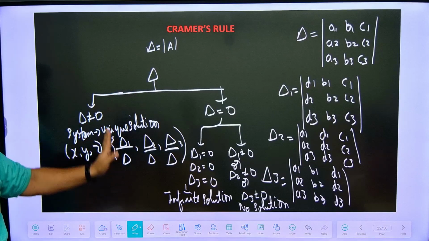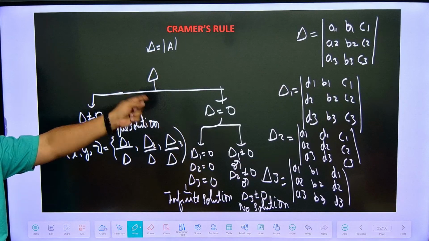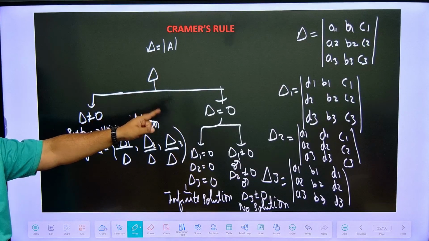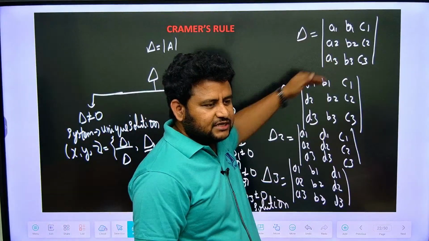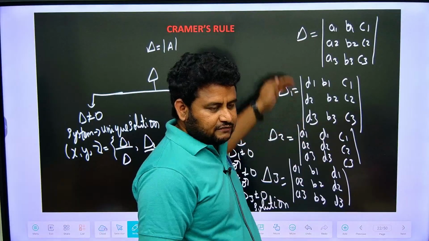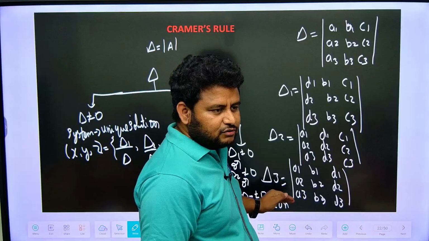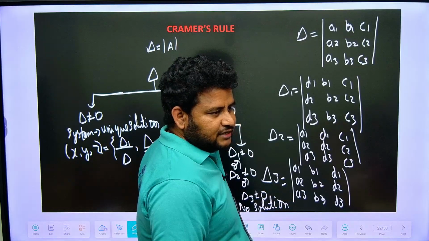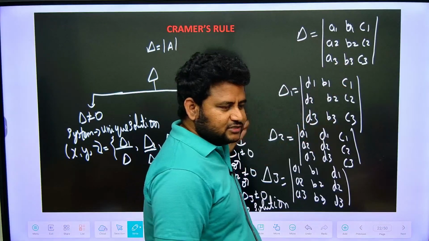Then what you will do? You will check whether delta is equal to 0. Once you check delta is not equal to 0, see, here only you can find out. When delta is not equal to 0, then you will check whether it is a unique solution. When delta is not equal to 0, you will find delta 1, delta 2, delta 3, then you will get a unique solution. Then if delta is equal to 0, the only thing is there is no unique solution.